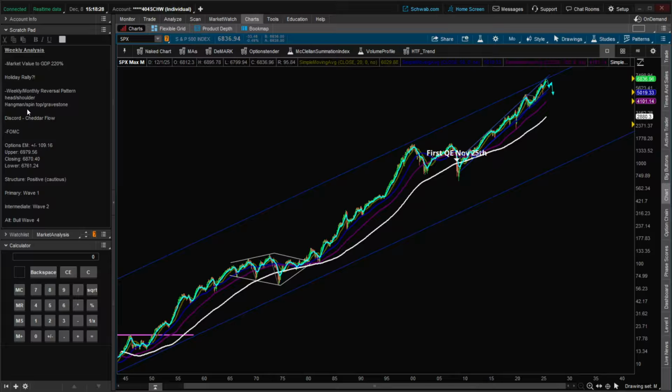All right, we have a couple setups here. We have the hangman candle that's on the monthly. We have the spinning top on the weekly, and then we have the gravestone. So let's see if we get follow through going with this. With this daily time frame, we did get a little bit of confirmation. Let's see where we close. Again, we have that cheddar flow. The only thing that matters this week is FOMC.